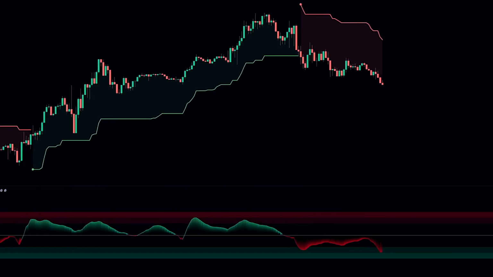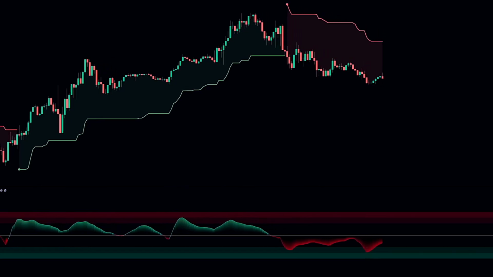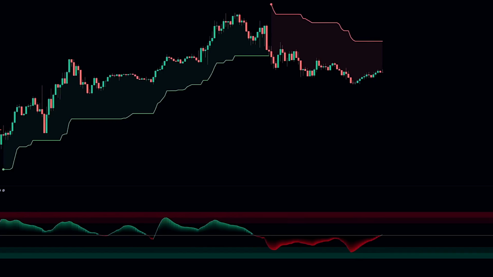If this indicator caught your attention, check it out on TradingView and test out your own settings and strategies.